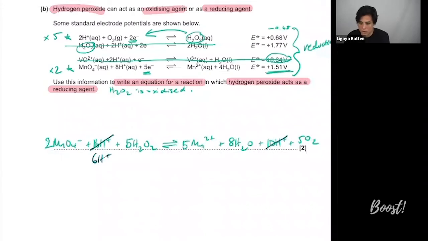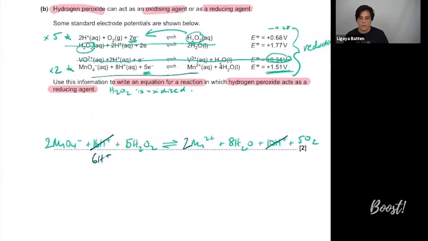And let me just double check. I think that's it. So 2MnO4⁻ + 5H2O2 + 6H⁺ goes to, oh, I don't know why I wrote 5 here. This was supposed to be 2. This was from this equation. So that's 2Mn²⁺ + 8H2O + 5O2. Yeah, that's the correct equation. Hopefully you can see how I got that.